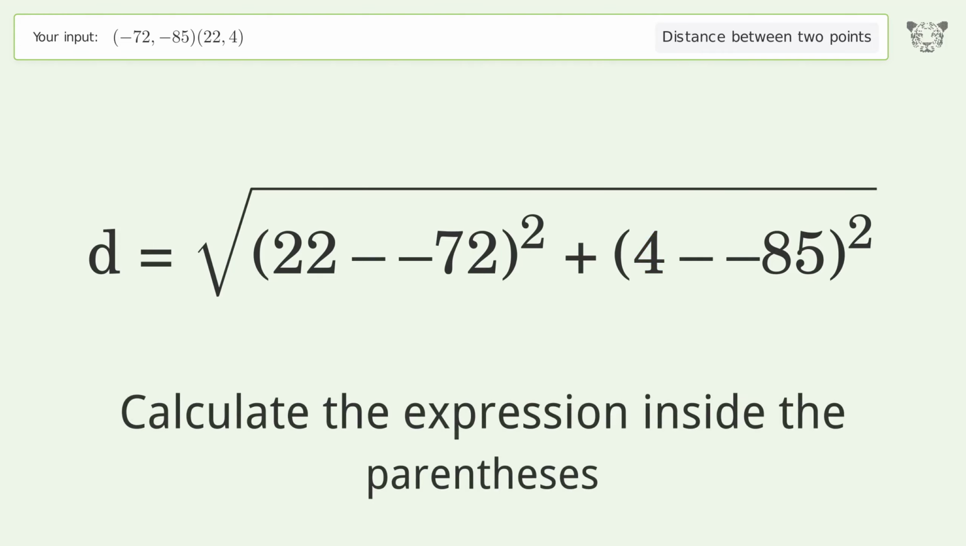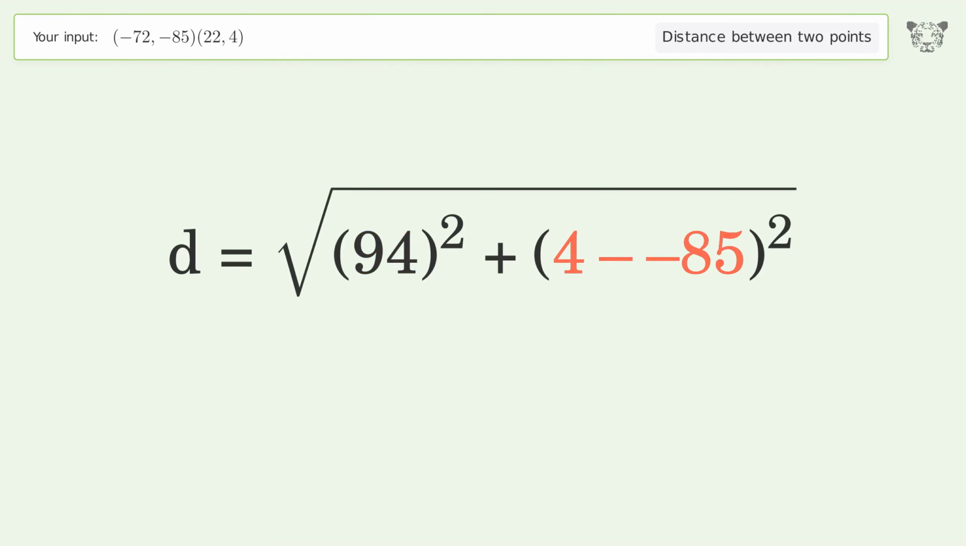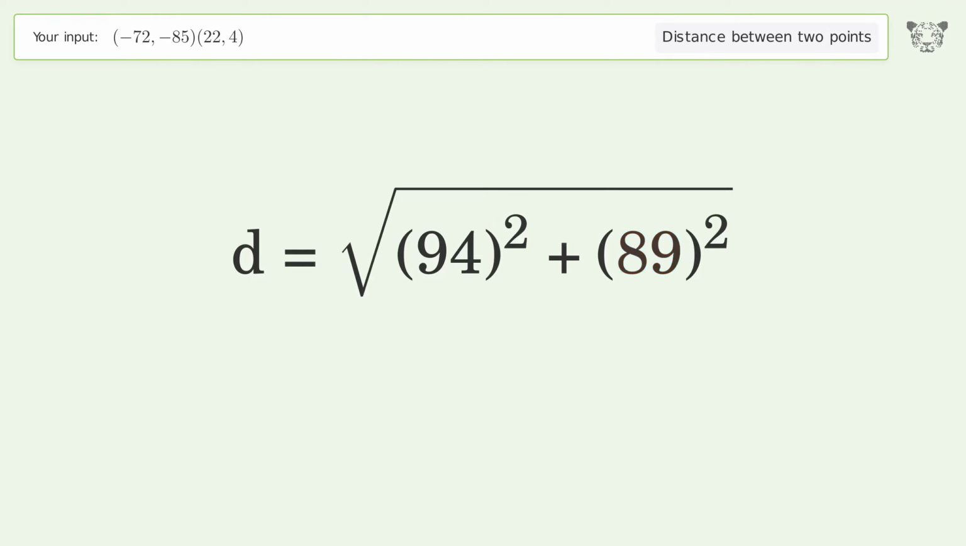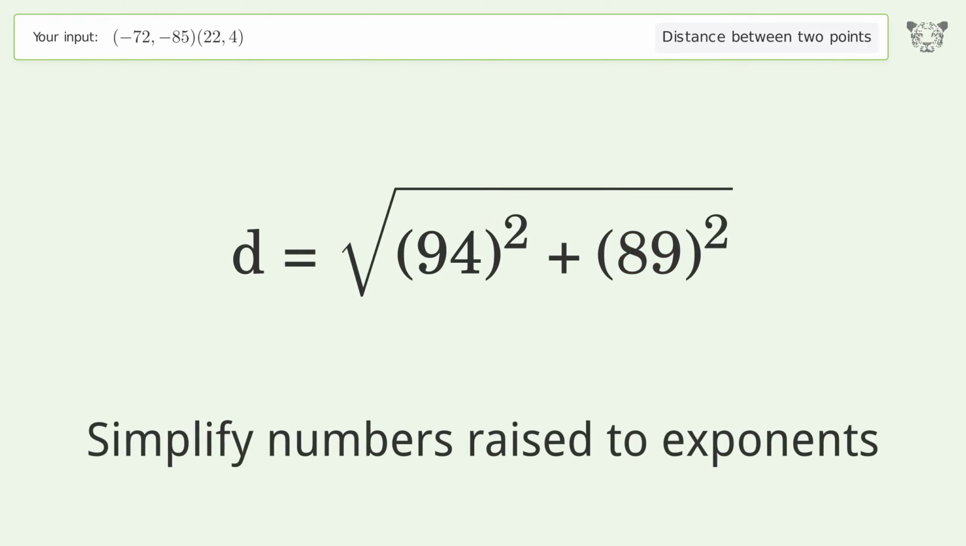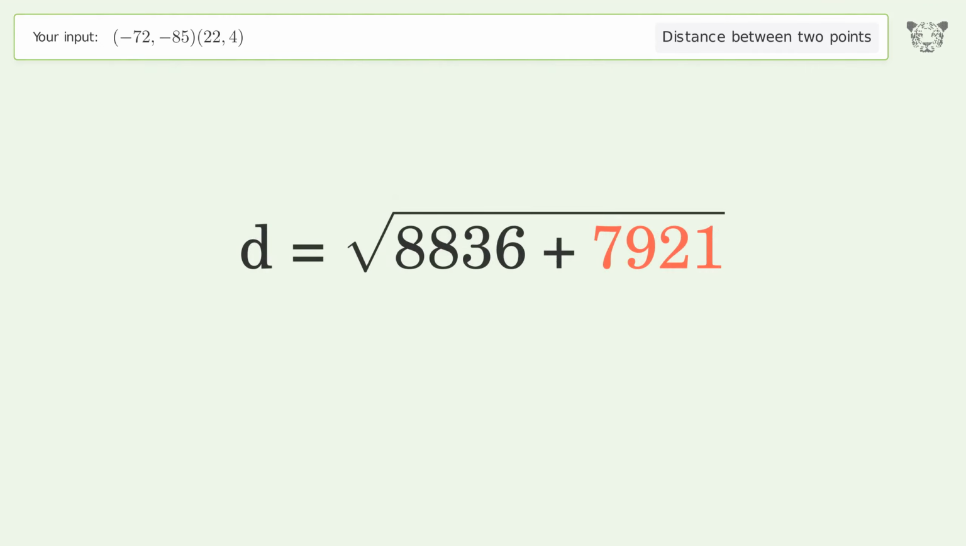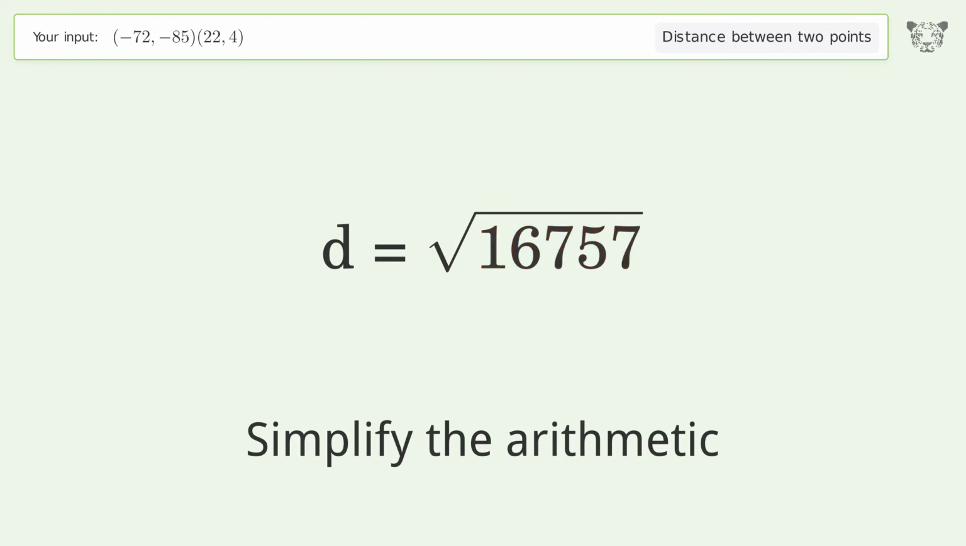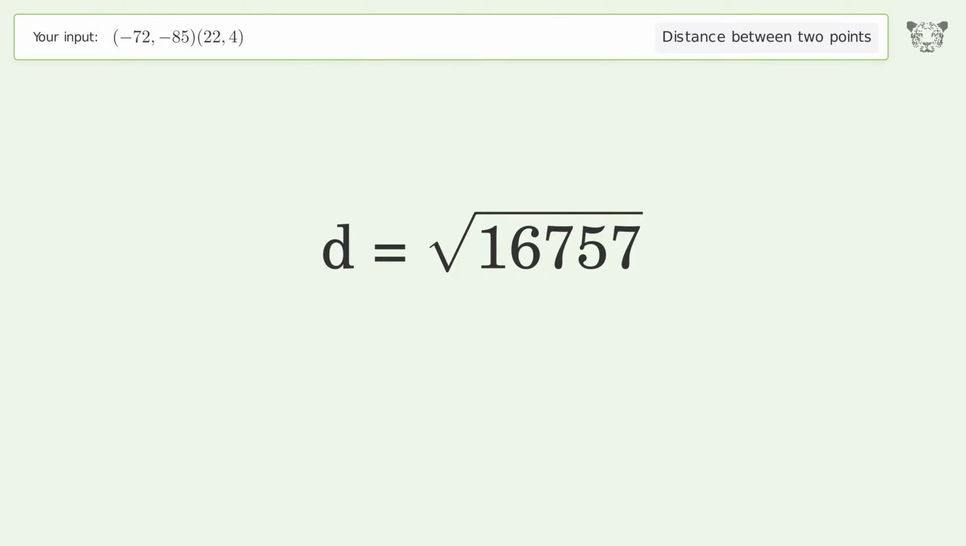Calculate the expression inside the parentheses. Simplify numbers raised to exponents. Simplify the arithmetic. And so the distance between the 2 points is the square root of 16,757, or 129.449.